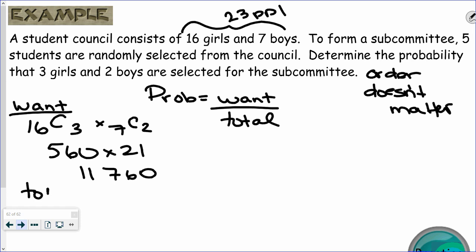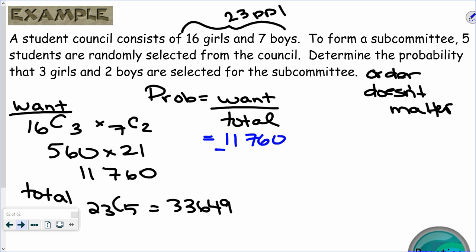Now I'm going to look for the grand total. The grand total, there's no restrictions of how many boys or how many girls. I just know that there's 23 people, and I need to choose 5. So 23C5 is 33,649. So now when I go in to make my probability, it's what I want on the top, 11,760, over what I have for grand total. And again, I reduce that fraction if I can. In this case, it reduces to 1,059 over 3,059.